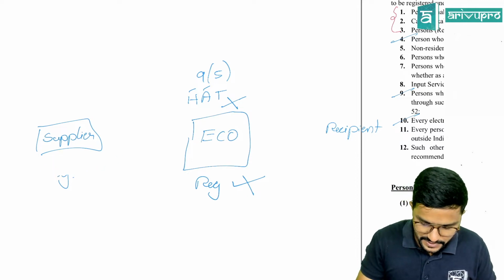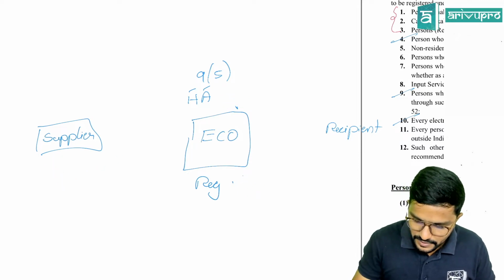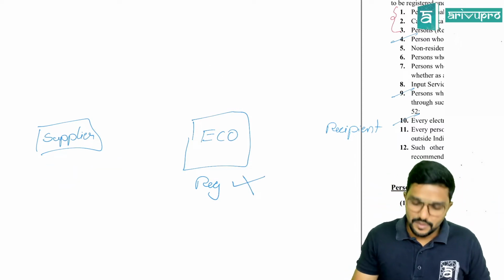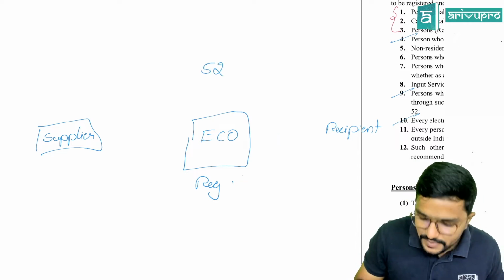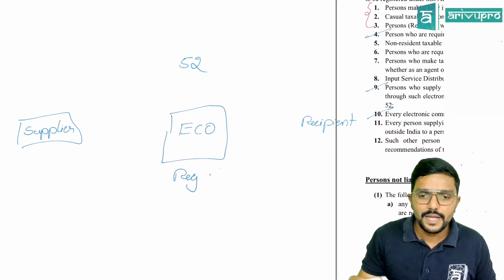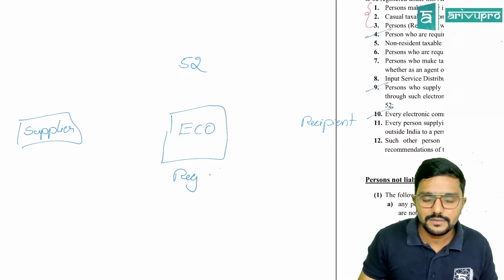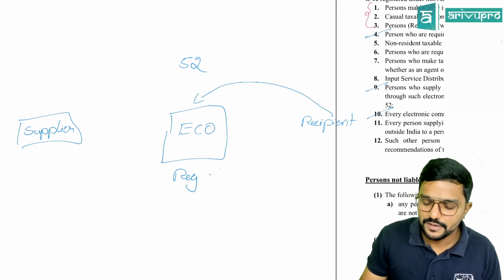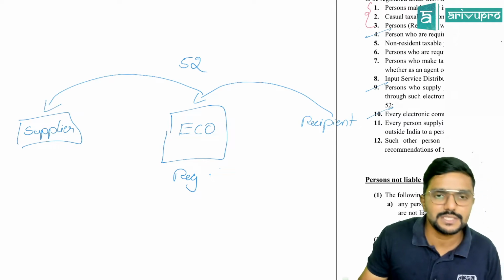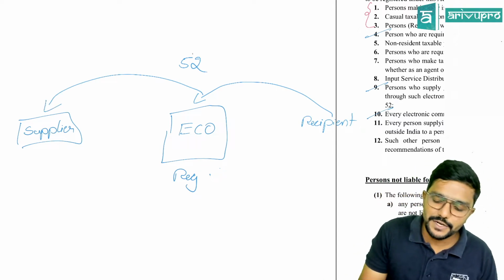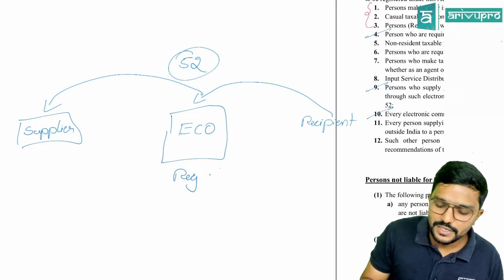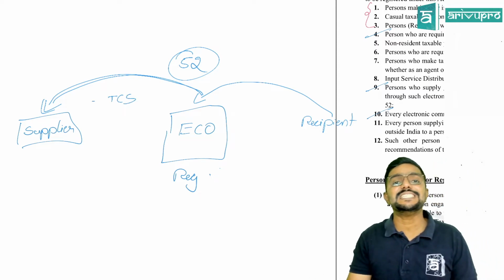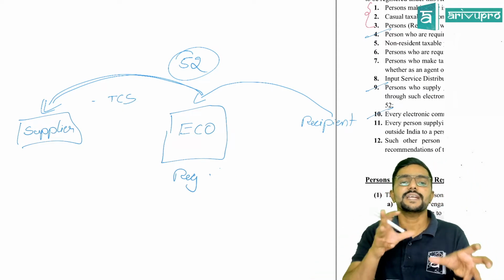Okay. Next, let me change the scenario. So now forget 9(5). 9(5) is done. Now the electronic commerce operator. Section 52 tells that whenever through an electronic commerce operator a supply has taken place, the recipient will pay to the electronic commerce operator, and the operator will give it to the supplier, who is actually the seller. So section 52 is telling the electronic commerce operator, whatever amount you pay to the supplier, before that deduct TCS on that amount, so that the government can track this transaction.